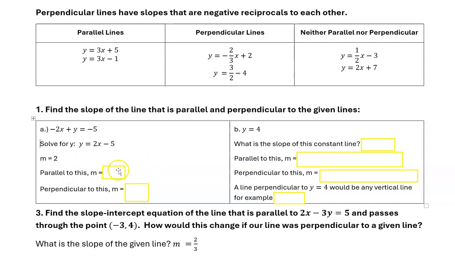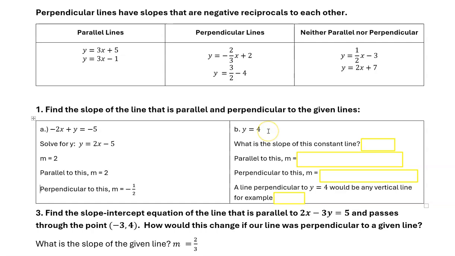So that means anything parallel to this line would also have a slope of 2. What would the perpendicular to this be? What would be the negative reciprocal of 2? Well, 2 is like 2 over 1, so flipping that would be 1 over 2, and then make positive into negative, and this would be the perpendicular to that.